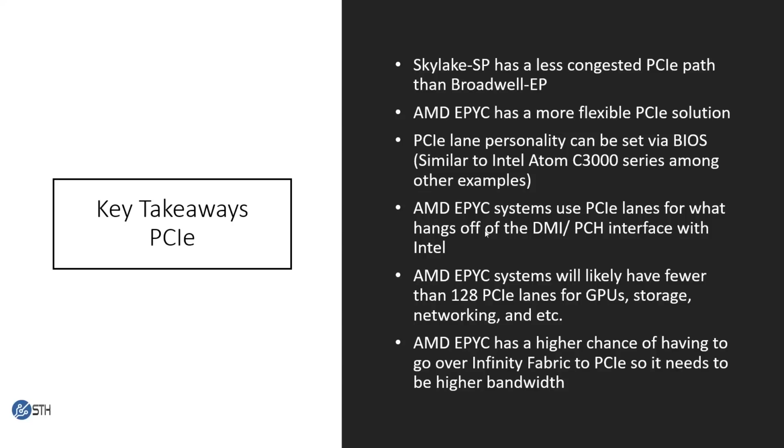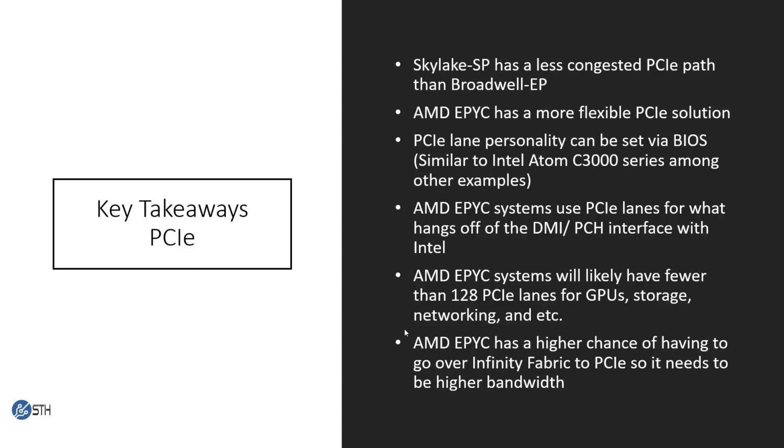The other bit is that AMD uses PCIe lanes for what generally would hang off of the DMI and PCH interfaces with Intel. So there's a little difference in terms of how these systems are actually set up and PCIe lanes accounted for. This makes sense. Intel basically has a PCH and DMI interface that has a lot of the lower performance parts that would sit off of a system and has a dedicated bus for that. With AMD, you're still consuming a lot of your high-end PCIe lanes.